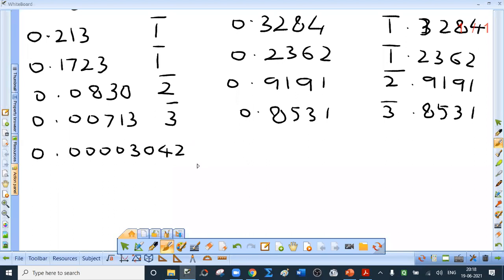I will tell you just the characteristic. After the decimal point, please do not count this 0 in between the decimal point and the FSD, the first significant digit, which is 3. So 1, 2, 3, 4. 4 plus 1, 5. So bar 5 is nothing but the characteristic. Now you have to tell me the fractional part.